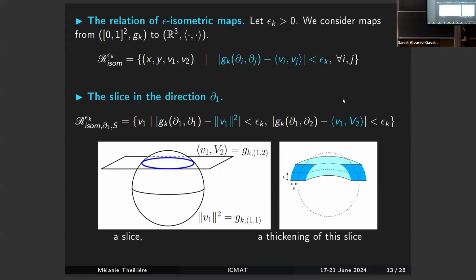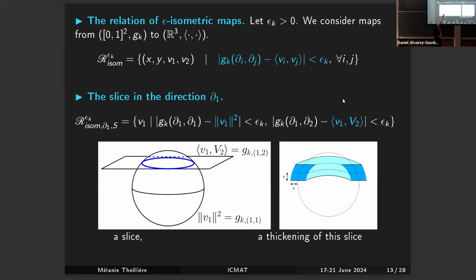And what is the slice? Okay, let's take a look at the slice in the direction d1. We are looking for all the values that the first partial derivative could take, which means we have a condition on the norm of the partial derivative, and a condition on the scalar product between the first partial derivative and the other partial derivative. The first one is the sphere here for surfaces, and the second one is just the plane up of the sphere. So this slice of the relation is the intersection of these two conditions. So we see that it's a circle.